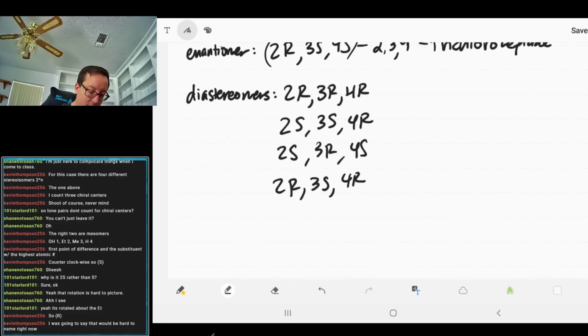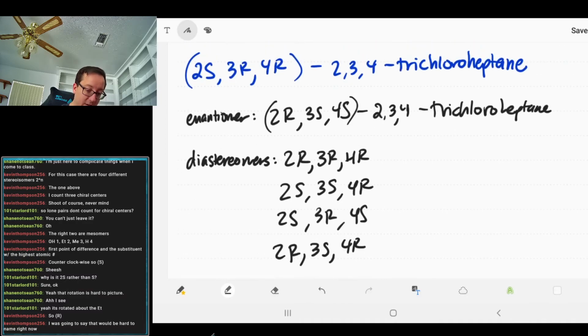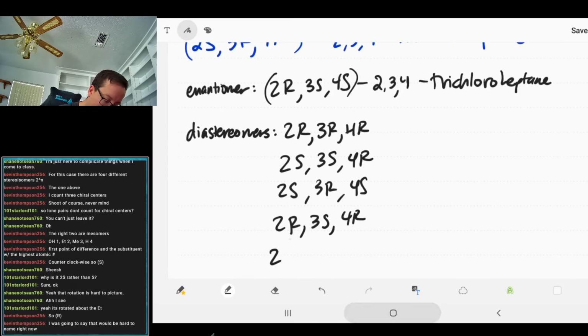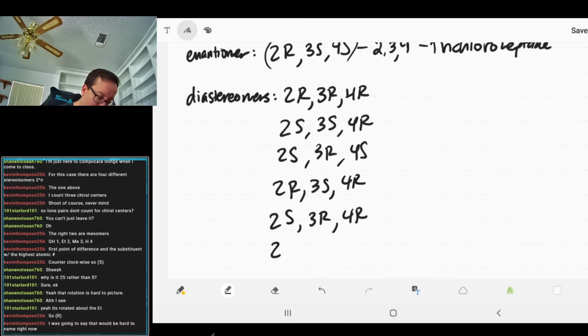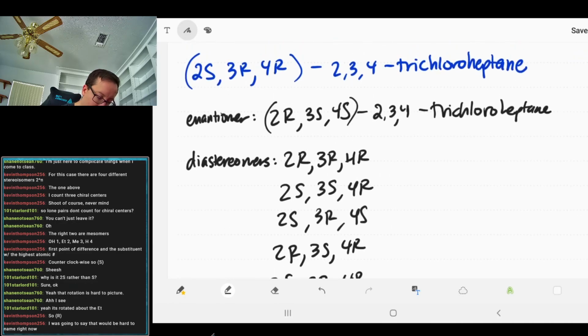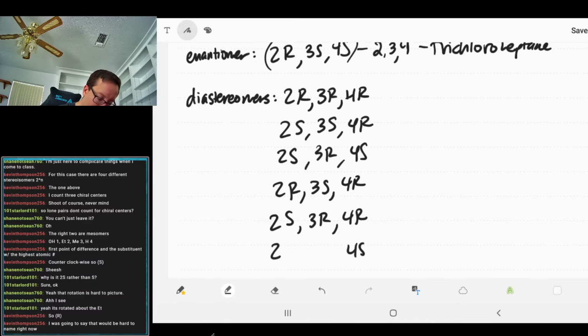There are more, right? We would have 8 total things. So we've got 2, we've got 6, so I need to switch the other 2. So 2, 3R, 4R, and then the last one would flip the last one. No, we're flipping the first and third. Okay, 4S, 2R, 3R. Yeah, these would be all the diastereomers.